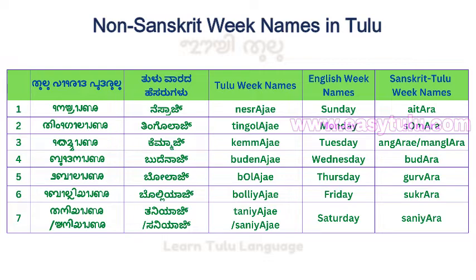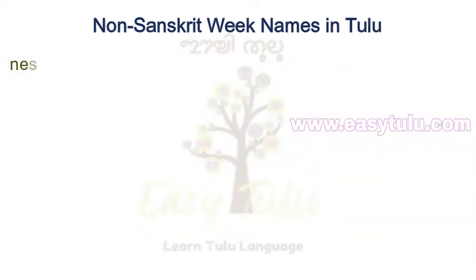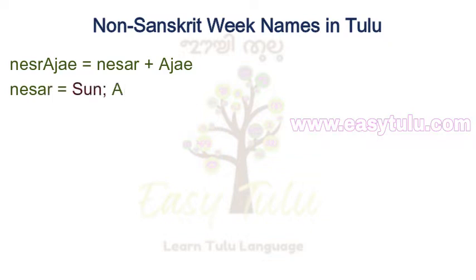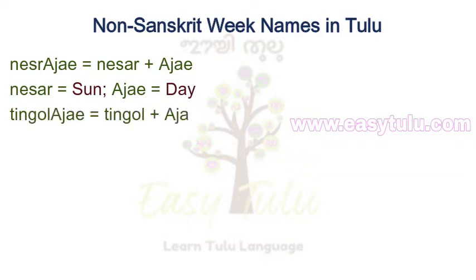Okay, now let us learn the meaning of each word one by one. First one is Nesraja. Nesar plus Aja. Nesar means sun in Tulu. Aja means day. Second one is Tingalaja. Tingul plus Aja. Tingul means moon in Tulu.